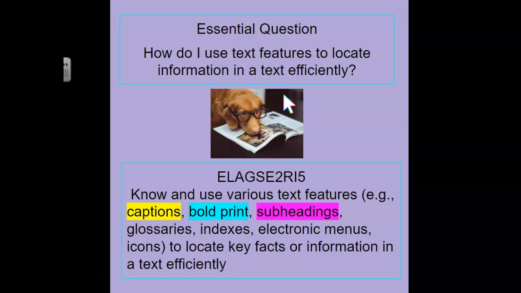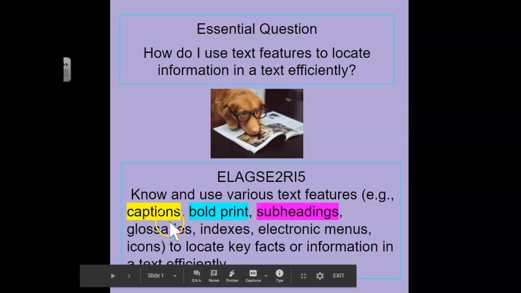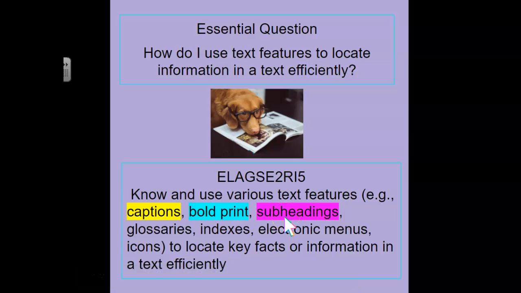All right, they're there for a reason so that we don't always have to read everything word for word. Sometimes we can use those text features to help us quickly pull that information out that we need. All right, so the text features we've been focusing on are captions, bold print, and subheadings. And then we've reviewed some that you learned in first grade.